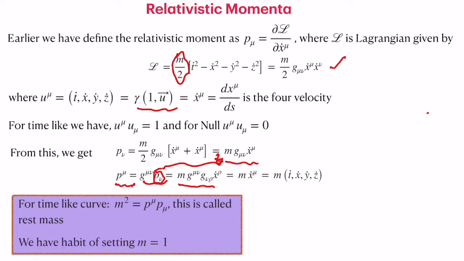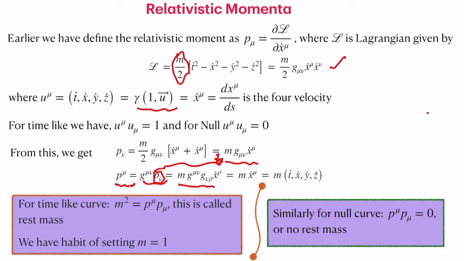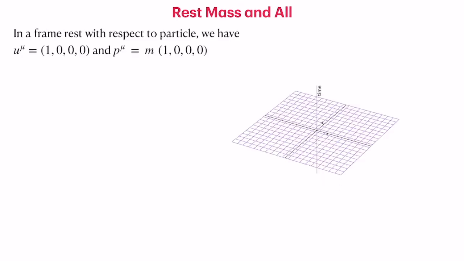We have a habit of putting that equal to 1 for convenience, but in this lecture we will retain m as m itself. Similarly, for null, rest mass is 0, simply because p mu p mu is equal to 0. Generalized momenta for light rays is considered to be null because it propagates along a null direction. Now let us look at the rest mass and all.